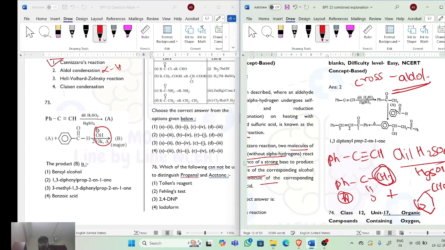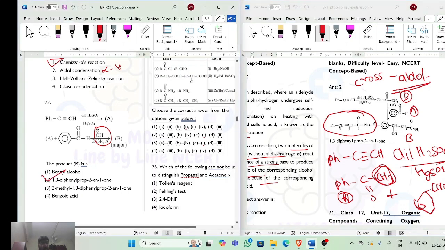So after the cross aldol condensation, this is our product B. Compound A reacts with benzaldehyde through cross aldol condensation, and after the heat this compound will form. So option number 2 will be our correct answer.